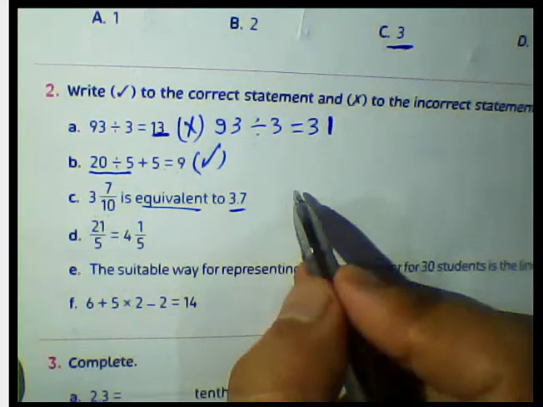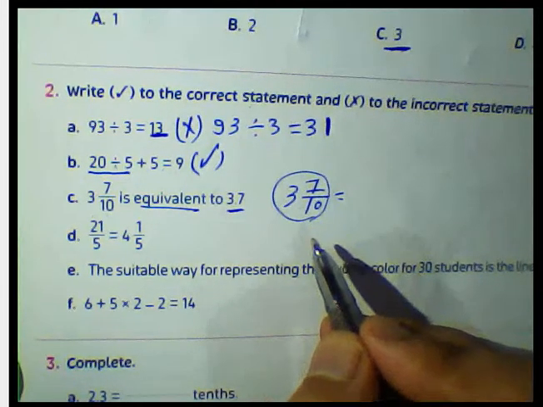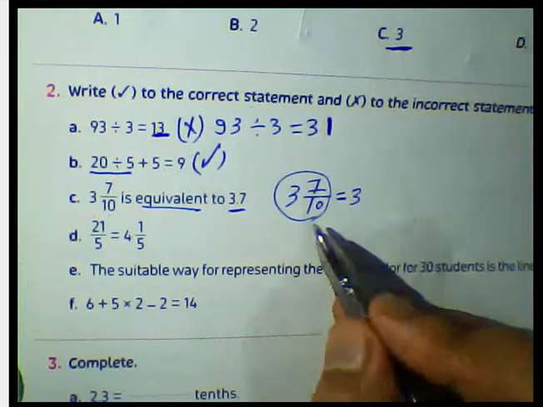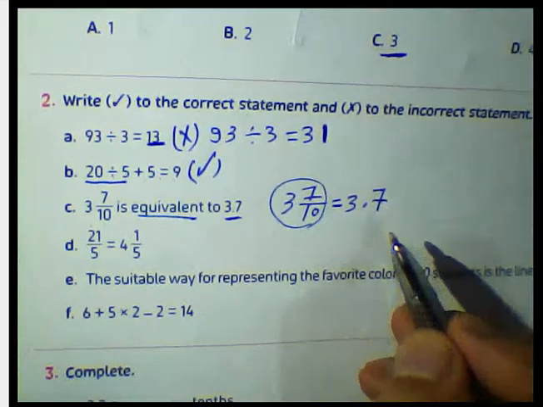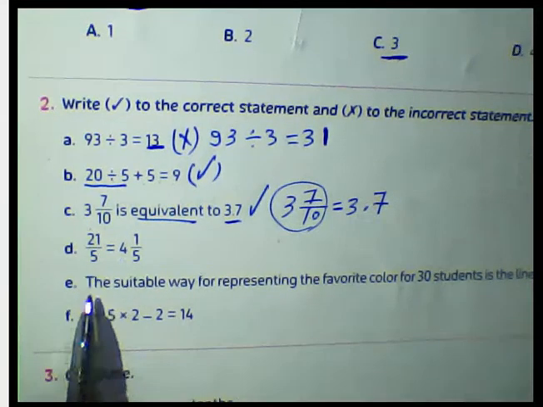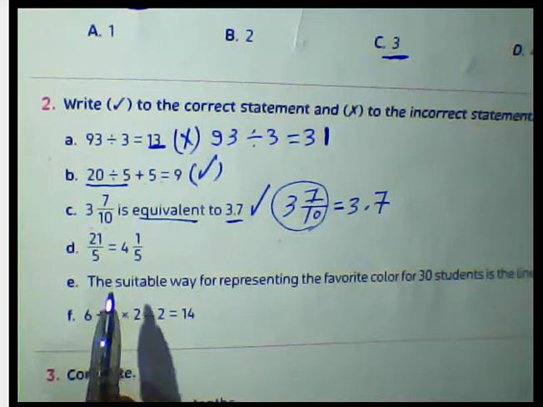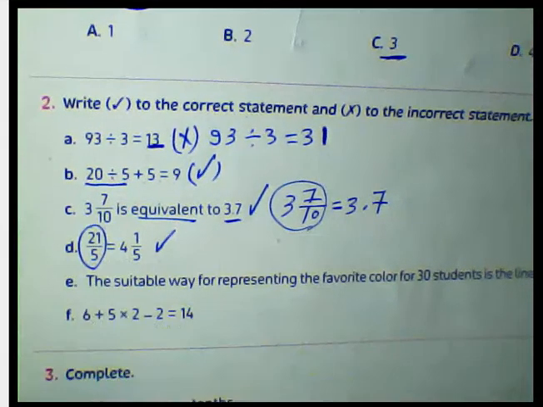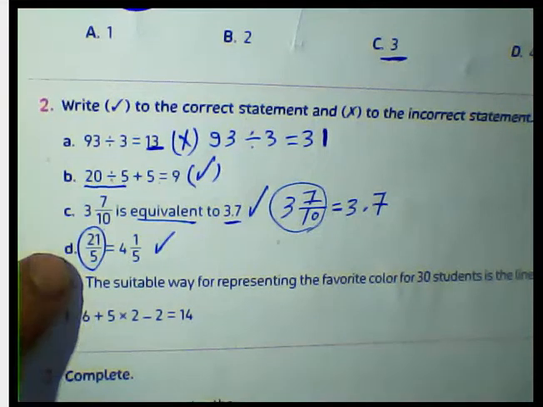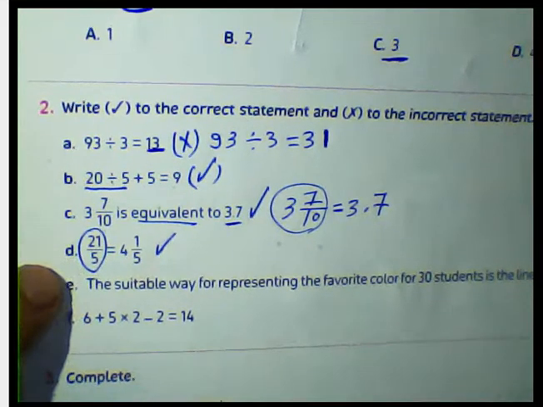It's true because we can convert 3 and 7 over 10 from a mixed number to a decimal number. 3 is the whole number, and for 7 over 10 we write the decimal point here and 7 in the tenths place. Okay, it was true. Letter D: 21 over 5 equals 4 and 1 over 5. It's true because 4 times 5 equals 20 and the remainder is 1. We have 21 over 5 as an improper fraction. We convert it from improper to mixed number by dividing 21 by 5, which equals 4 with remainder 1. So it will be true.